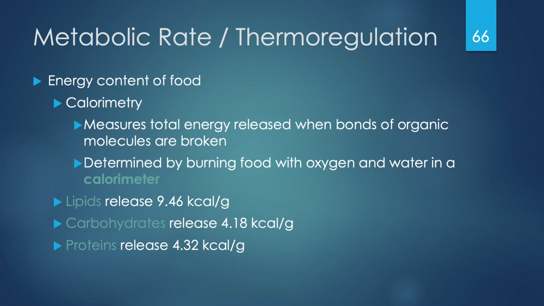And so this is determined by burning food with oxygen and water in a calorimeter, which excludes any other external interference with its measurement. So what has been known is that lipids will release just over 9 kilocalories per gram of energy. Carbohydrates will release 4.18 kilocalories per gram, and proteins are similar, just over 4.32 kilocalories per gram. So it's interesting to note that lipids release almost double the amount of energy that both carbohydrates and proteins do.